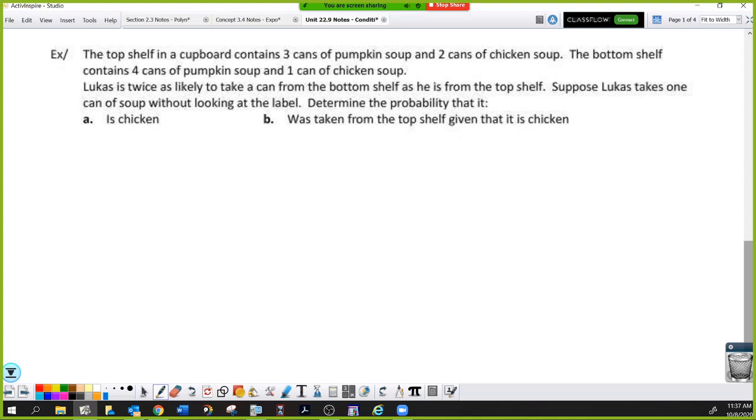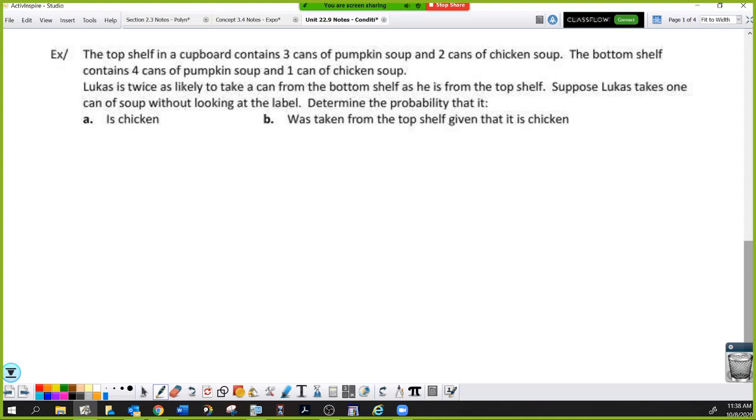That one's not too bad, I'll be honest with you. Because it's pretty simple. It's probability of top shelf and chicken, or bottom shelf and chicken. The and statements, multiplications. The or statement, add the 2 products. Very simple. But don't you have to multiply it by like 3? No. But the next one, determine the probability that the can of soup was taken from the top shelf, given that it was chicken.